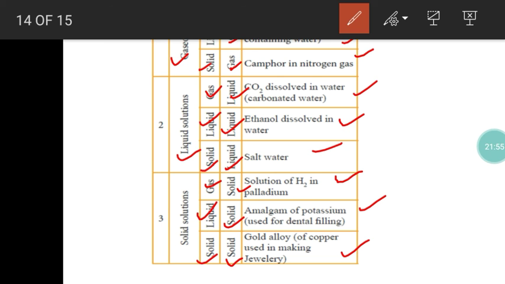So two types of classifications we have completed. Classification of solution based on solvent. Next, classification of solution based on physical state.